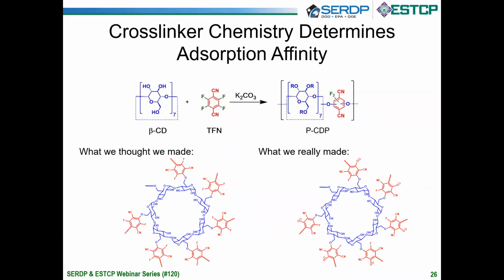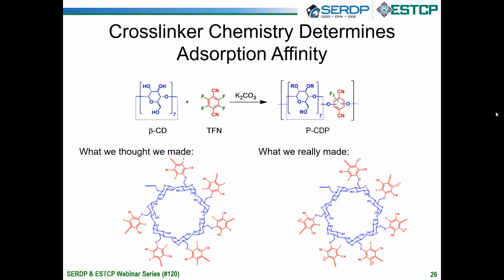So to recap here, P-CDP is an outstanding adsorbent that outperforms conventional adsorbents for the removal of many types of contaminants from water, but has relatively poor affinity for perfluoroalkyl acids. But we also know from those nuclear magnetic resonance studies that beta-cyclodextrin itself is an outstanding complexing agent for perfluoroalkyl acids. So we were motivated to direct the evolution of cyclodextrin polymers to improve their affinity for PFAS. And we decided to focus our attention here on the crosslinker.